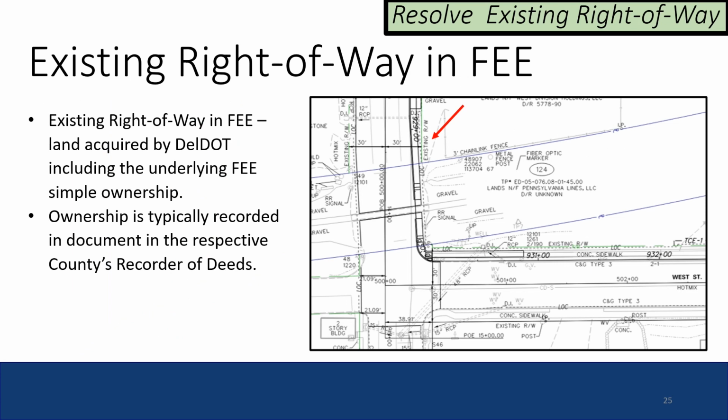Existing right-of-way in fee is land that has been acquired by DelDOT, including the underlying fee simple ownership. DelDOT has clear ownership of this land. This ownership is typically recorded in some type of document in the respective county's recorder of deeds.